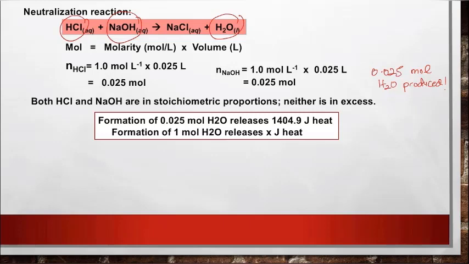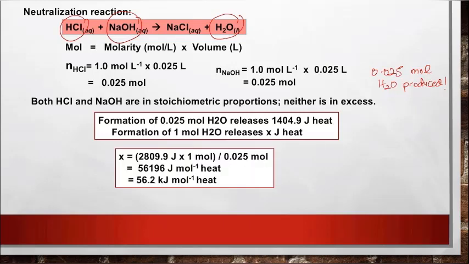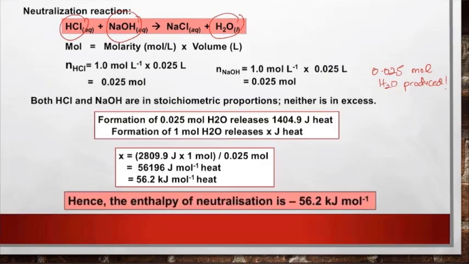How much heat will it release? As usual, just do cross multiplication and you should get the value of heat released for 1 mole of water is 56196 joule per mole. However, the question asks you to find enthalpy of neutralization in the unit kilojoule per mole. So just divide this value by 1000 and you should get 56.2 kilojoule per mole. Hence, the enthalpy of neutralization is negative 56.2 kilojoule per mole.